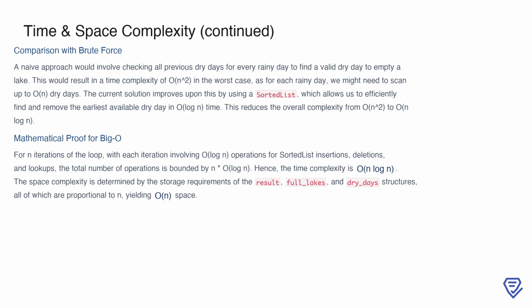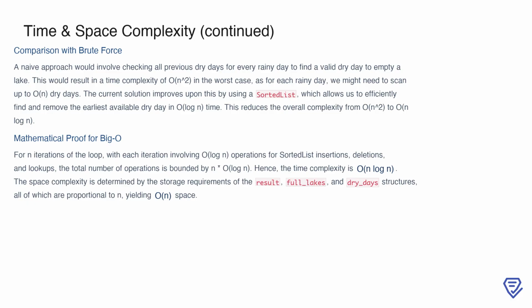This would result in a time complexity of O(n squared) in the worst case, as for each rainy day, we might need to check up to O(n) dry days. Our optimized solution, however, uses a sorted list, which allows us to efficiently find and remove the earliest available dry day in O(log n) time. This improvement reduces the overall complexity from O(n squared) to O(n log n).